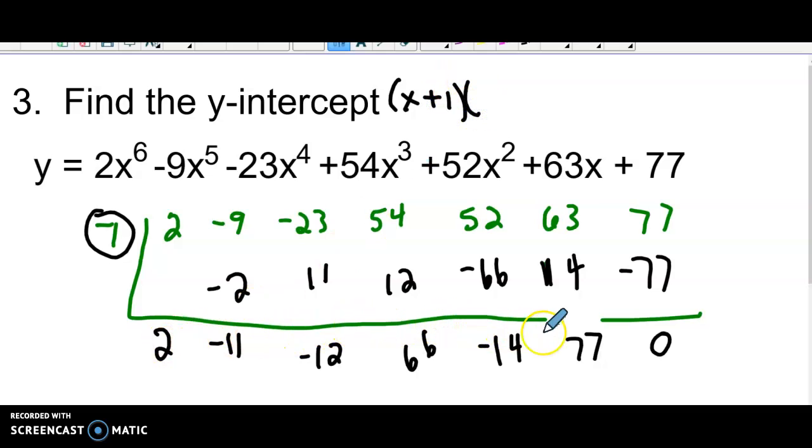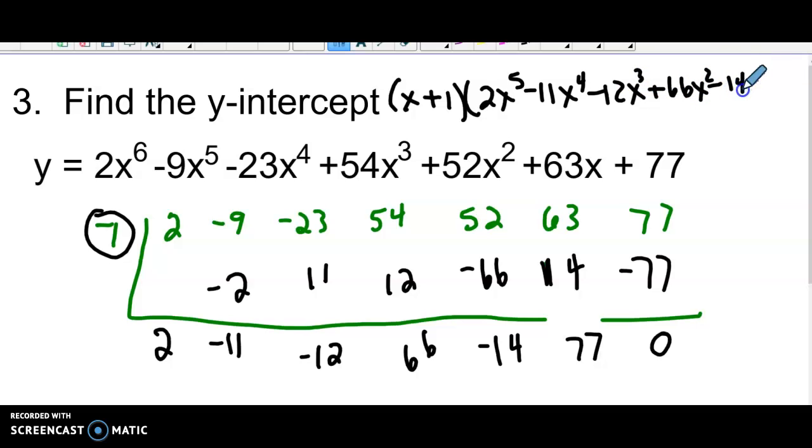These are the coefficients 1 degree less than what we had. So I have 2x to the 5th minus 11x to the 4th minus 12x cubed plus 66x squared minus 14x plus 77. And at least now we got it down to a 5th degree. We'll try those numbers again.